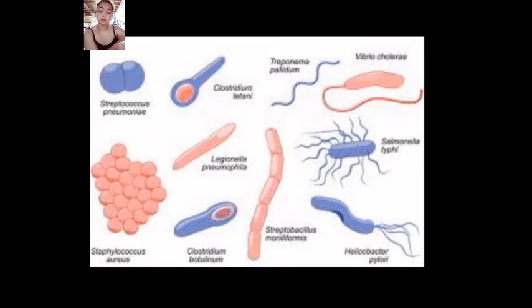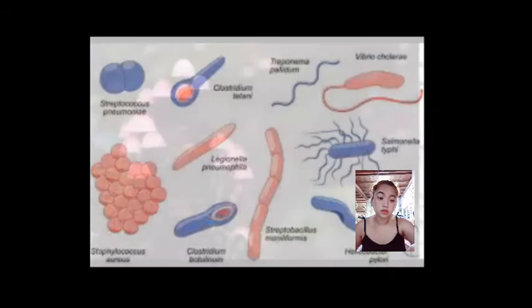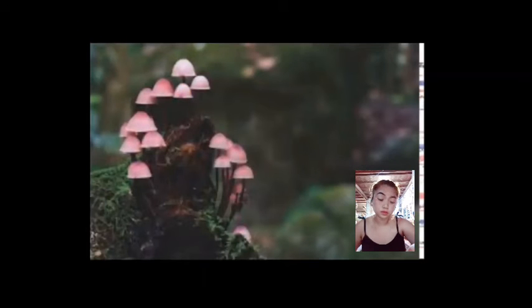As far as the arrangement is concerned, a grape-like cluster is called staphylococcus, and a chain-like arrangement is called streptococci. So you have rods for bacilli, spheres for cocci, and spiral shape for spirillum. So there does exist a diversity in microbes that can be seen under a microscope. That is, different types of bacteria can be seen under the microscope, and these are fungus.